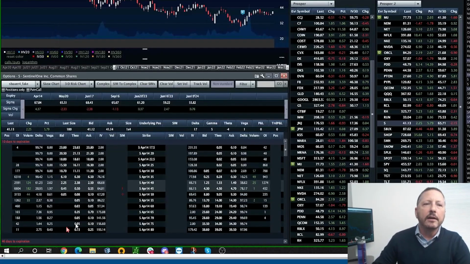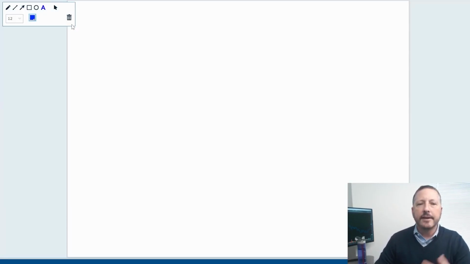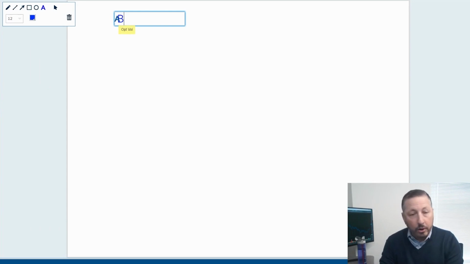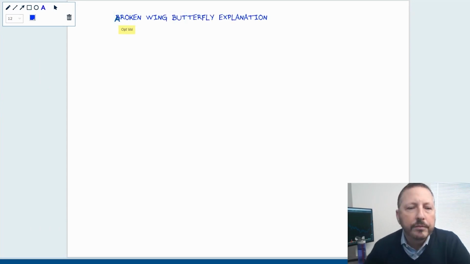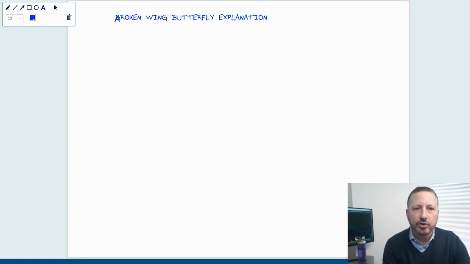Okay, so again, you can create this type of position whether you're bullish, bearish, or neutral. So what we're going to do on this one, since we already talked about a bullish butterfly potential in Tesla, let's look at a bearish potential broken wing butterfly.